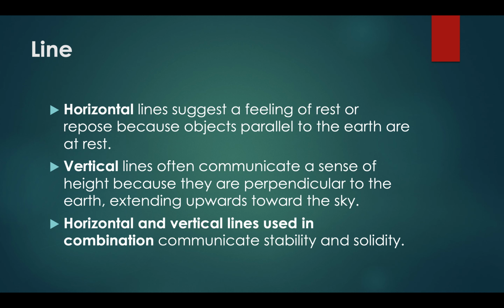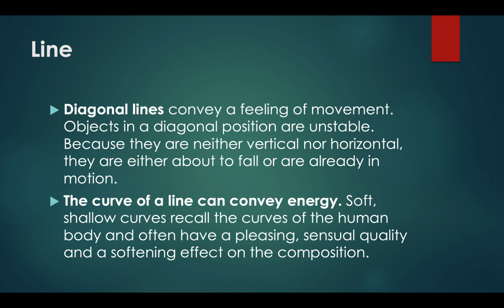And if we use horizontal and vertical lines together, we think about stability and solidity. You think about right angles. If you used two horizontal and two vertical lines, then you would put those together and you'd form a square. Now we're not doing that yet because we're still just staying with the one-dimensional line.